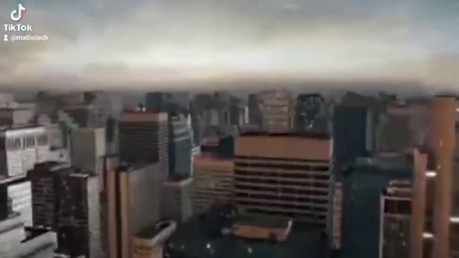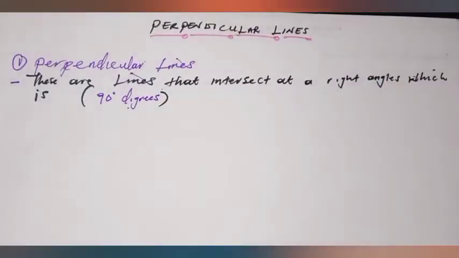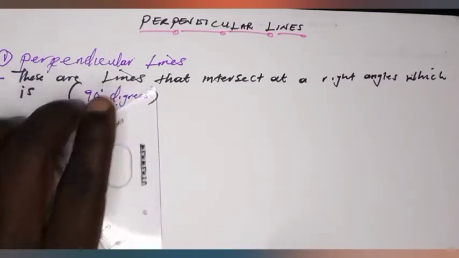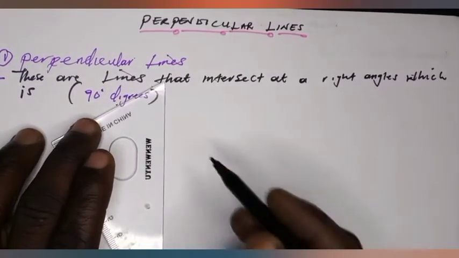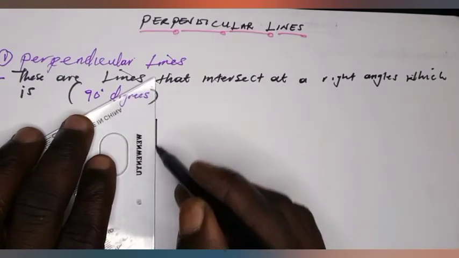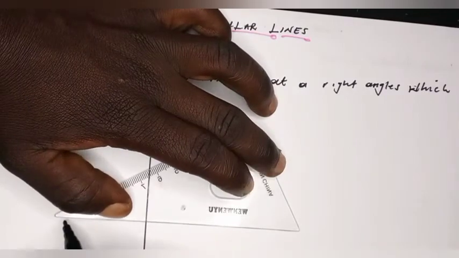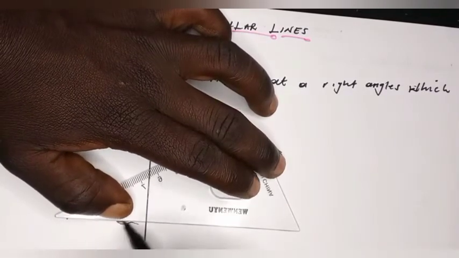So let's check. Today's lesson we are looking at perpendicular lines. Perpendicular lines are lines that intersect at a right angle, which is 90 degrees. So now let's try to draw a vertical line which is running from up to down, which is the y-axis, and draw another line which is the x-axis.